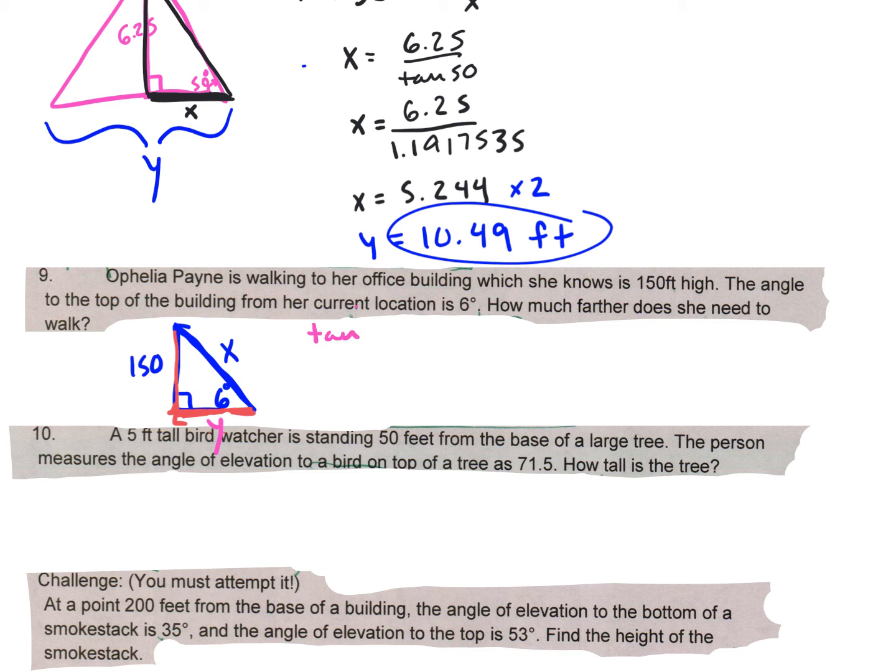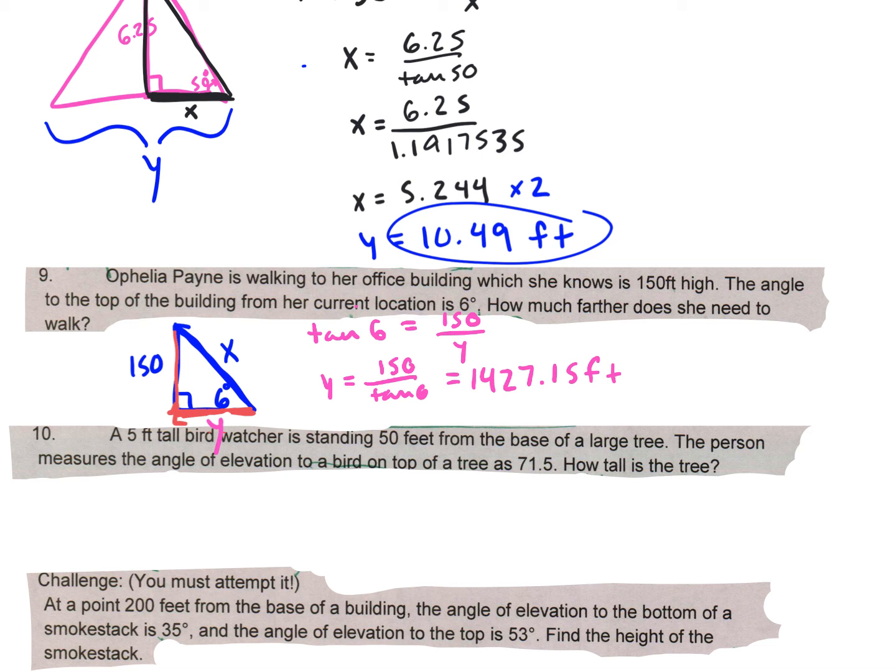Tangent of 6 is equal to 150 over y. So y is going to be equal to 150 over tangent of 6. So what do we get for y? 1,427.15 feet. And then if we were solving for x, which trig function would I have to use?